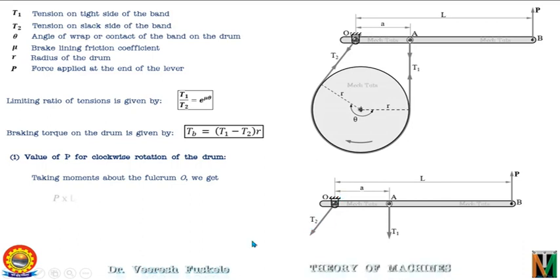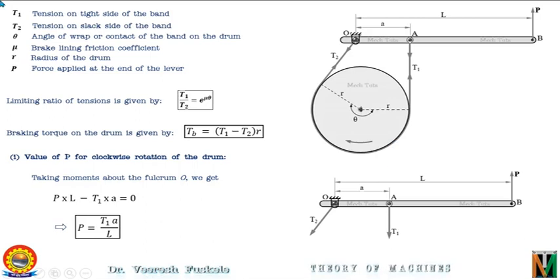So the moment equation will be PL minus T1A is equal to 0. PL is the anti-clockwise positive moment and T1A is the clockwise negative moment. So this will give us P is equal to T1 into A by L. So this is how you can calculate the force applied in case of clockwise rotation of the drum.